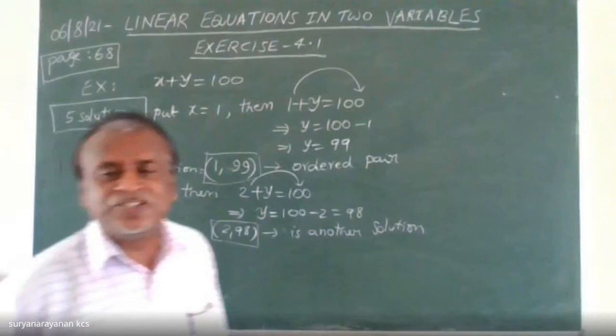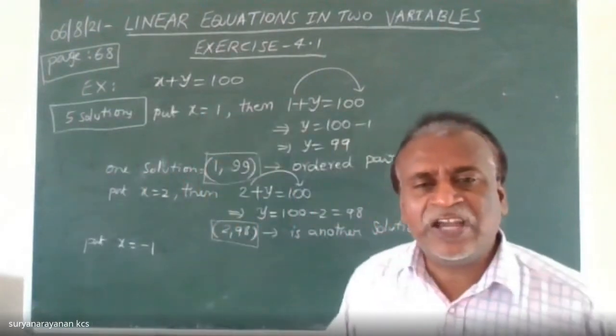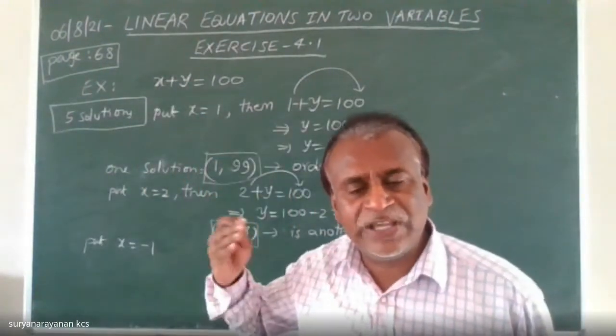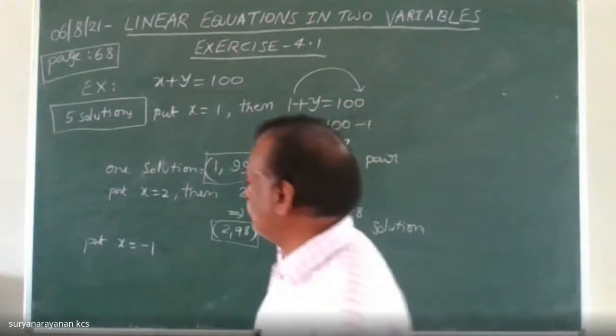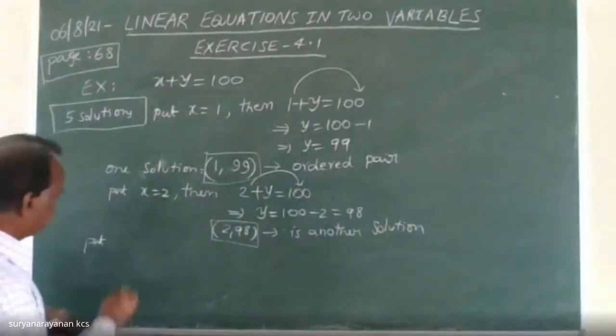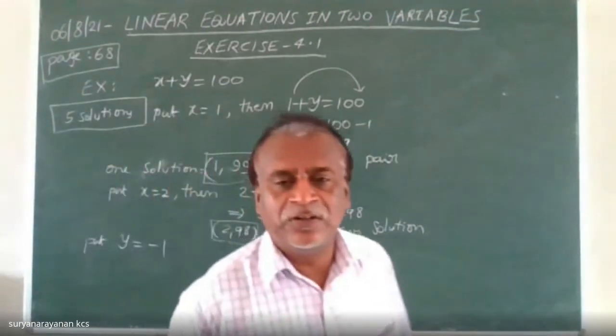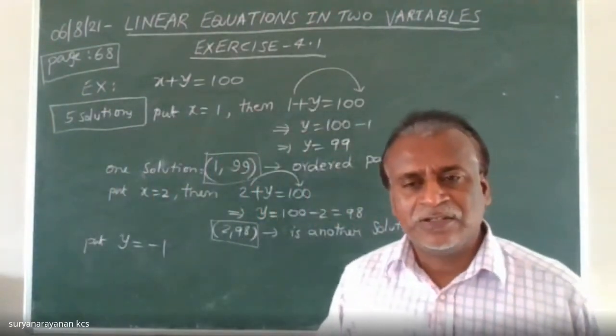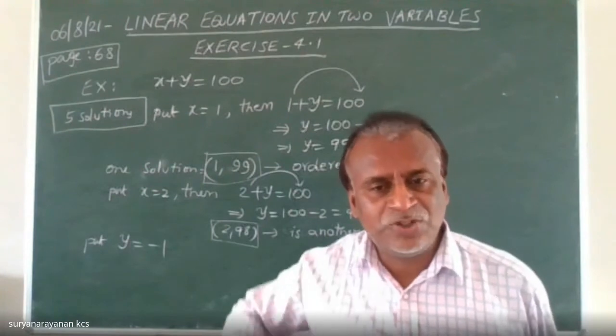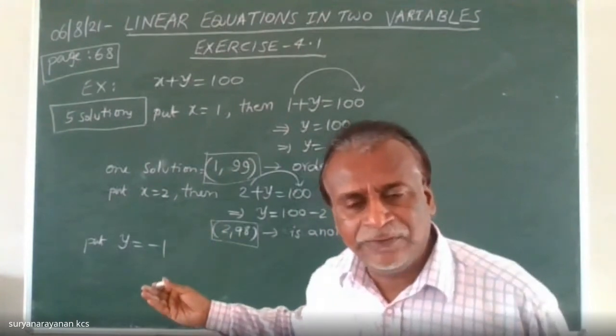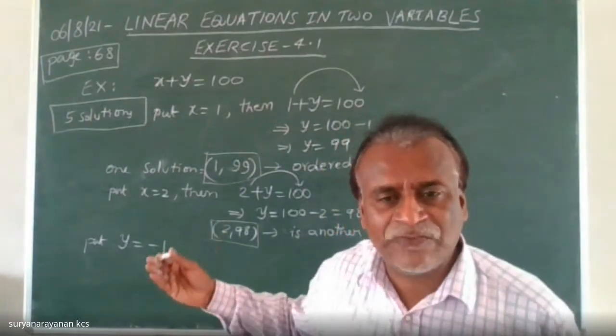Now I am taking x is equal to minus 1. Previously I told you, you can choose any value. Not only for x. Now I am taking y is equal to minus 1. Not only for x, it's your choice. You can choose values for y, you can choose values for x.